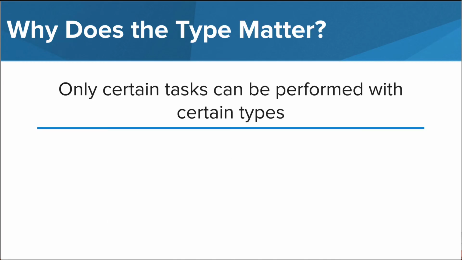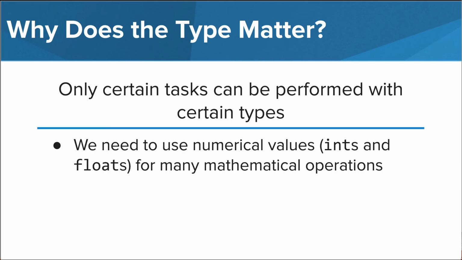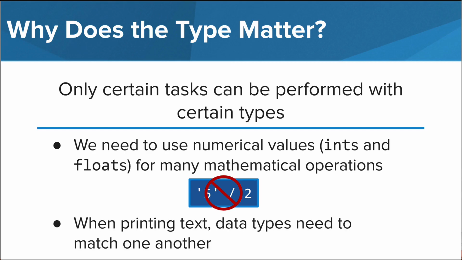Why does the data type even matter anyway? Well, there are certain tasks that can only be performed with values of specific data types. For example, we need to use numerical values, which are ints or floats, for many of our mathematical operations. So using a string of the value 5 in this expression will not work. Note that there are some mathematical expressions that can be used with strings, and we'll look at one of them in the next lesson. Another example is that when we print text, our data types need to match one another, which we'll look at in more detail in a few lessons.